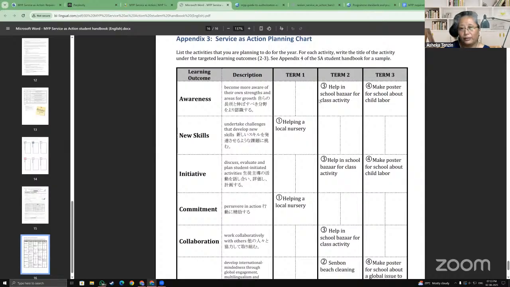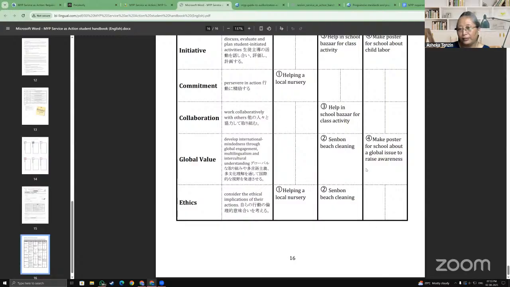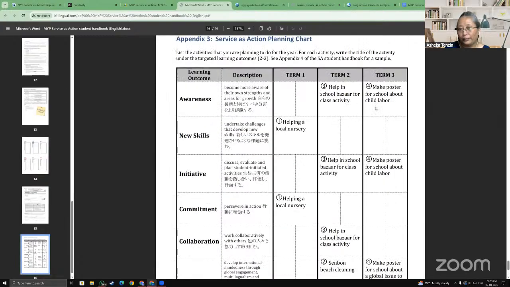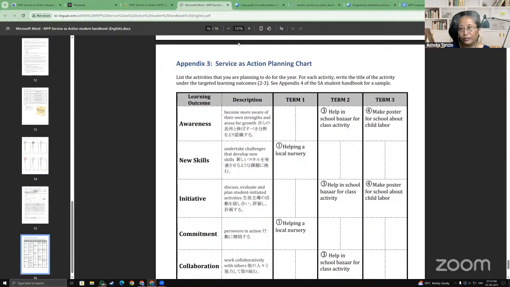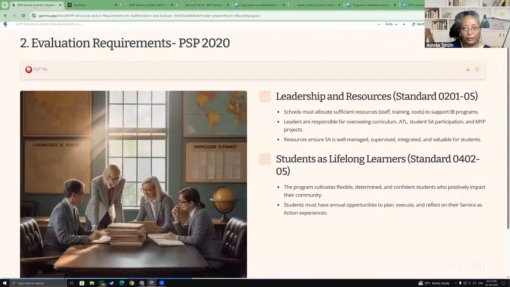And here is a services action planning chart, these are the things that the students will do as a part of services action. Okay, so this is a very good document to refer to. So this, Benjamin, is for you, okay, because you asked me for some resources.